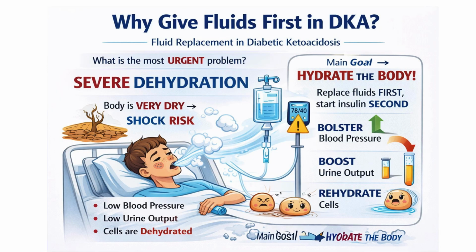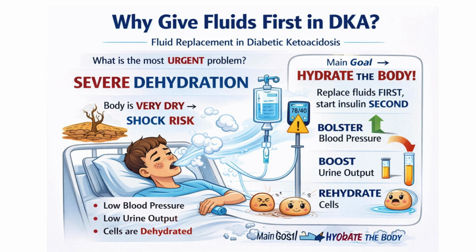The next question is why fluids are always given first in diabetic ketoacidosis. In DKA, the most immediate danger is not the high blood sugar itself. The real emergency is severe dehydration. When blood sugar rises to very high levels, it changes how the body handles water. Glucose pulls fluid out of the tissues and into the urine. As the kidneys work to remove excess sugar, large amounts of water are lost at the same time.